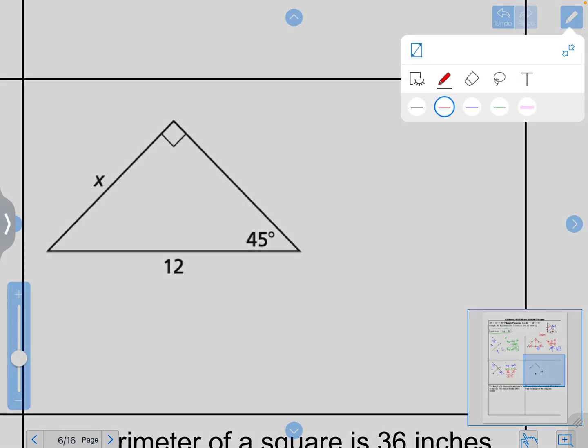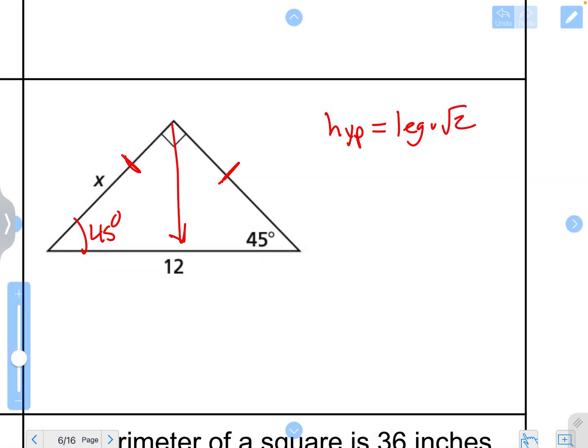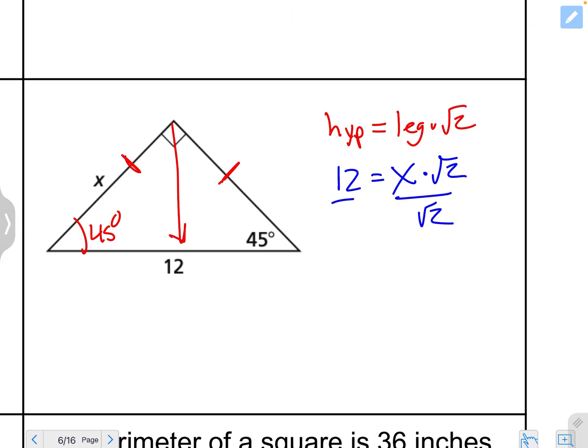This is the other type of problem that we'll see. Again, we know it's a 45, 45 because we've got one angle marked, which tells me that that's going to be congruent to that. And I've been given my hypotenuse. We're going to set it up just like we set up the other one. Hypotenuse equals leg times the square root of 2. Our hypotenuse is 12. We don't know what our leg is, so we're looking for x, times the square root of 2. We're going to do what we did last time, which is simply divide by the square root of 2 on both sides.